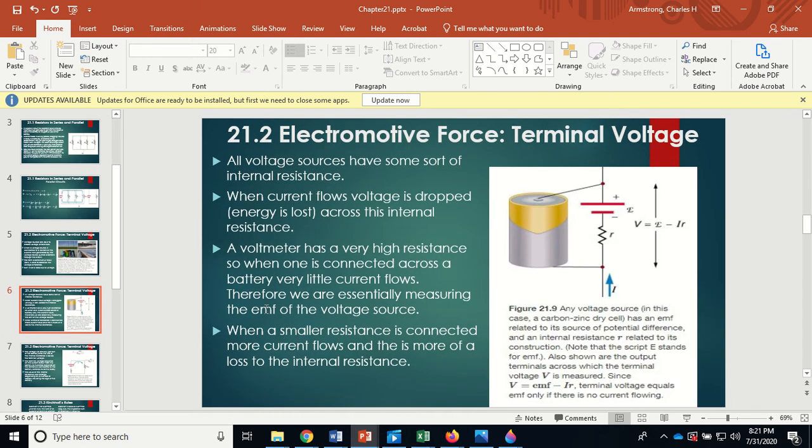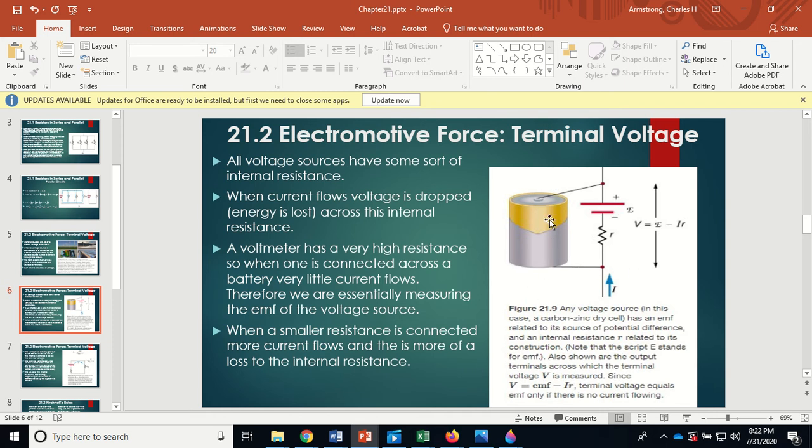So all voltage sources have some sort of internal resistance. When current flows, voltage is dropped, energy is lost across this internal resistance. The voltmeter has a very high resistance, so when one is connected across a battery, very little current flows. Therefore, we are essentially measuring the EMF of the voltage source. So you've got your battery, you've got your terminal voltage. This is what you're sending to the rest of the circuit.